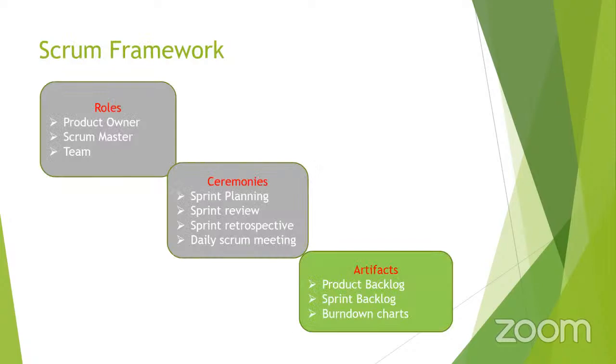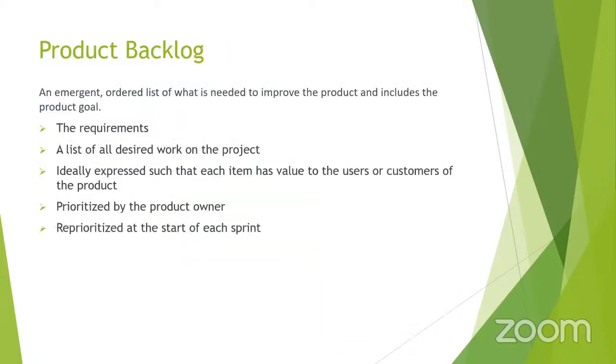And last one is the artifacts. So we have been talking about the product backlog, sprint backlog, and burn down charts, but we will quickly see what exactly is a product backlog. A product backlog is an ordered list of items that need to be part of the product goal. It gives the list of all the requirements, all the desired work that needs to be done on a project.